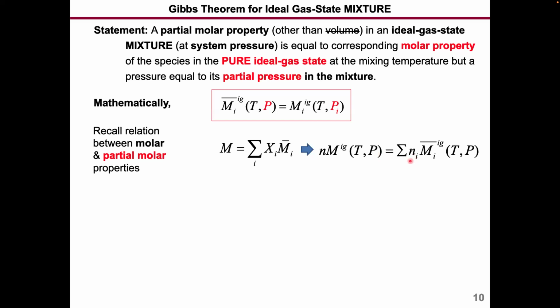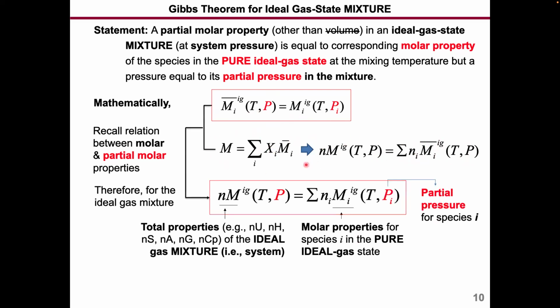And then it's going to be summation, right? In total, you move inside, it's going to be N_i, M_i bar IG, telling you ideal gas state. But here we are not changing temperature or pressure yet. So this is just rewriting this whole equation, okay? Now we want to replace this with M_i^IG at T, but at P_i. So basically this is still the same, right?